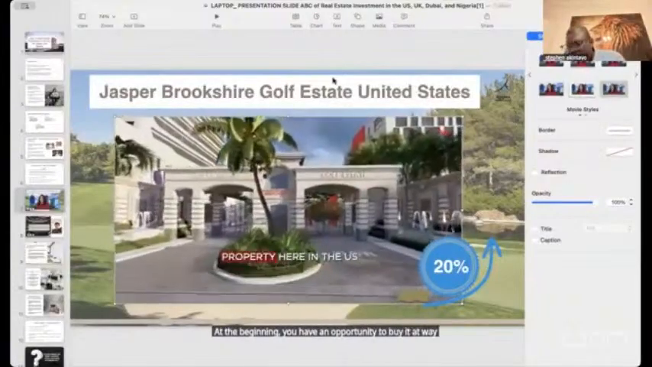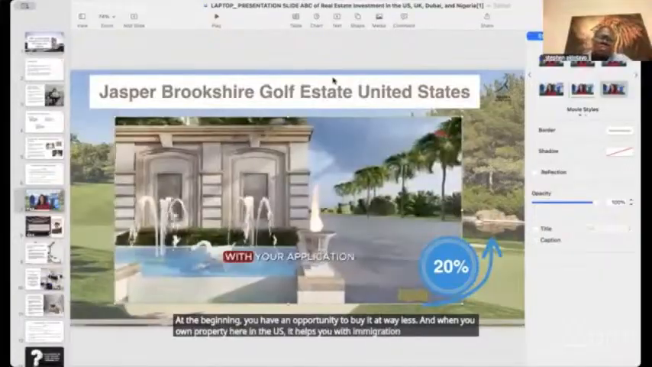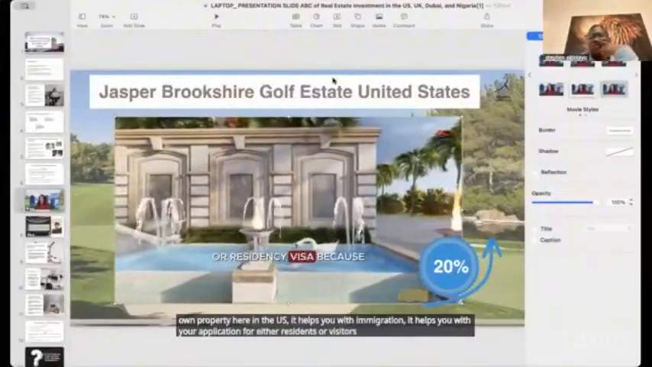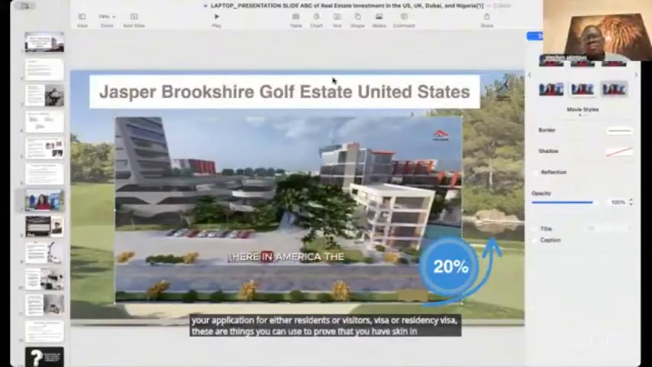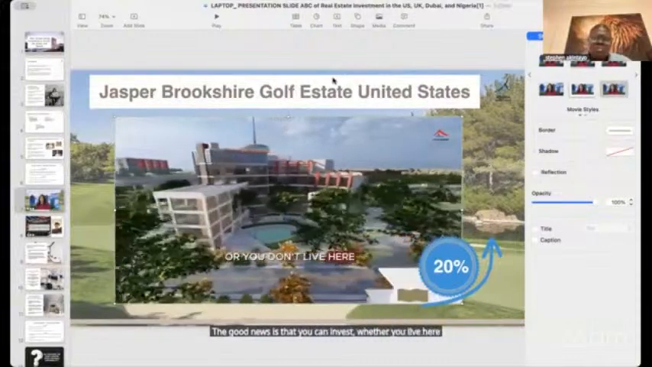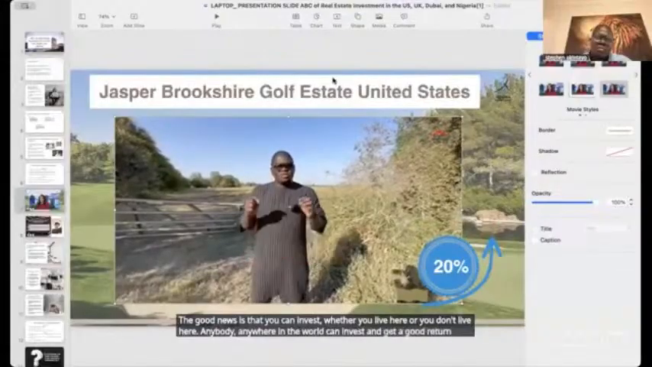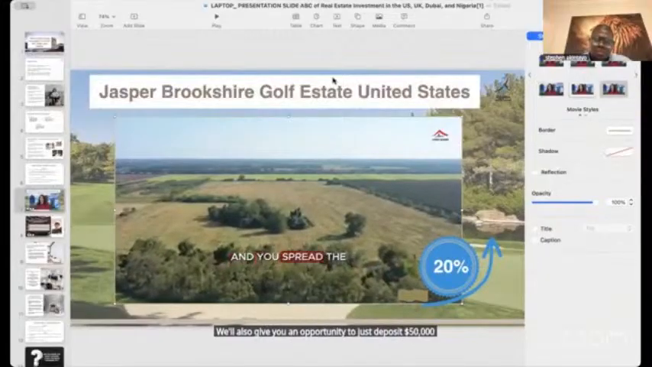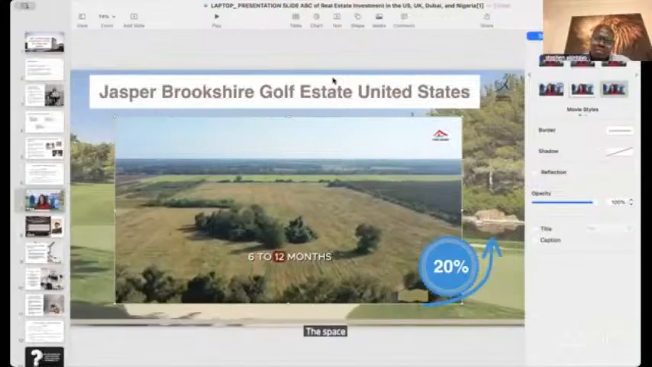When you own property here in the US, it helps you with immigration. It helps with your application for either a visitor's visa or a residency visa. These are things you can use to prove that you have skin in the game here in America. The good news is that you can invest whether you live here or you don't live here. Anybody anywhere in the world can invest and get a good return on investment. It also gives you an opportunity to just deposit $50,000 and spread the balance over a period of 6 to 12 months.